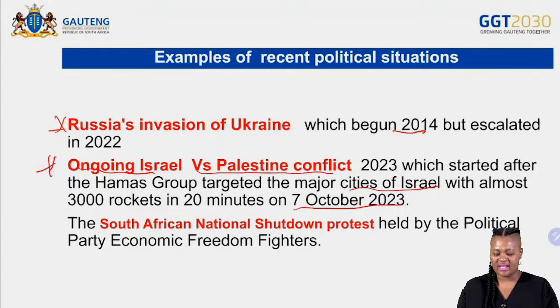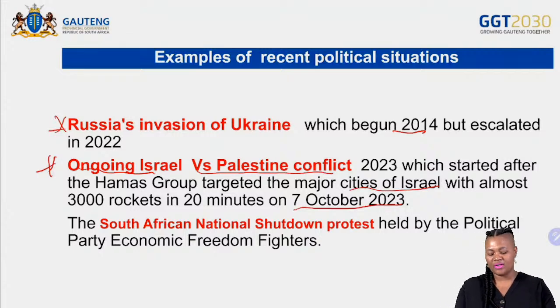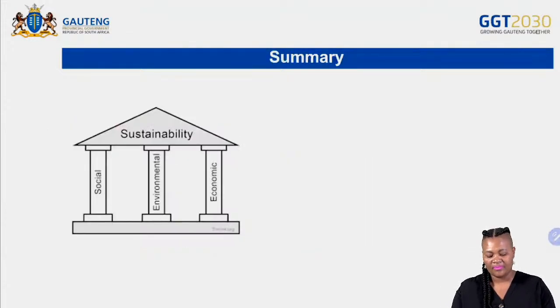And then you've also got the South African national shutdown and protest held by the political parties, Economic Freedom Fighters, which is also an example of general unrest, which we will also categorize as a political situation.